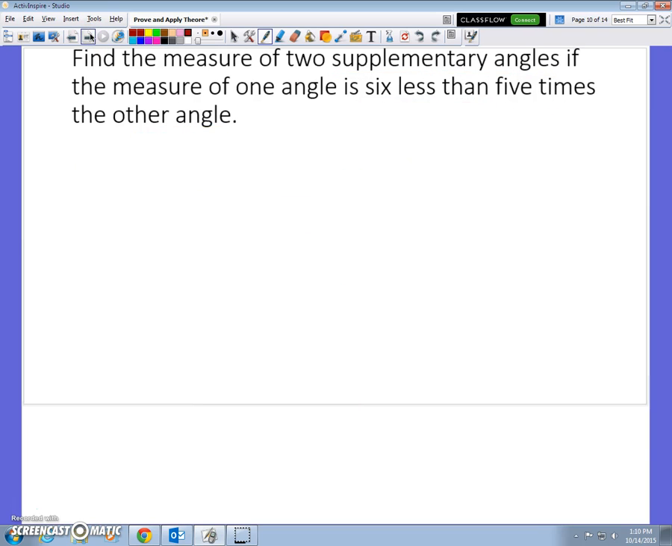They could ask us something about supplementary angles again, I guess. Never mind. I thought they were going to say complementary, but no, supplementary again. It says find the measure of two supplementary angles if the measure of one angle is 6, oh, we just did that problem. No wonder.